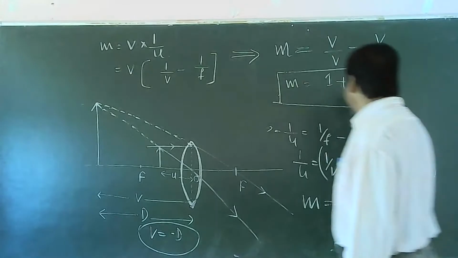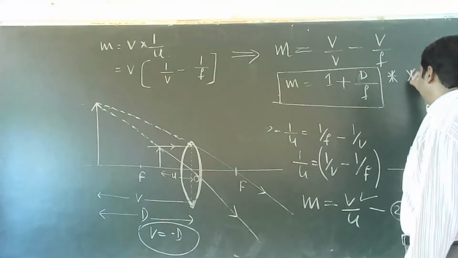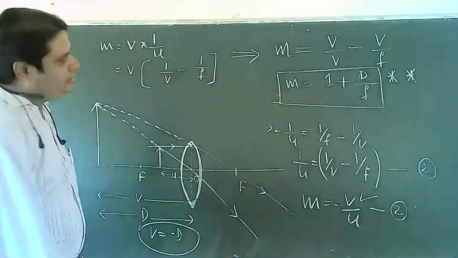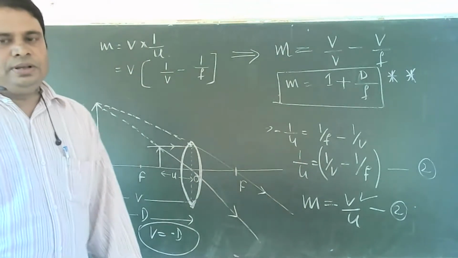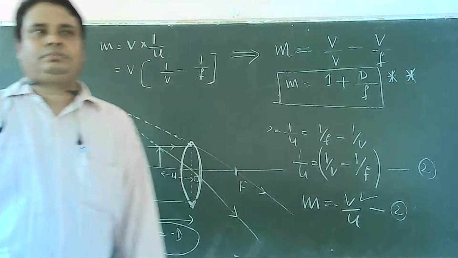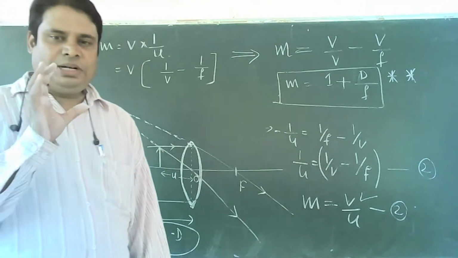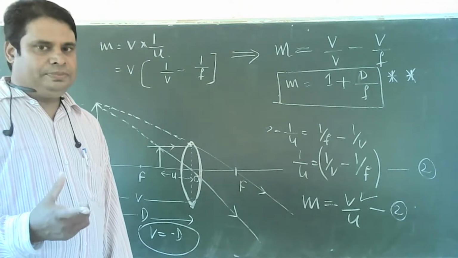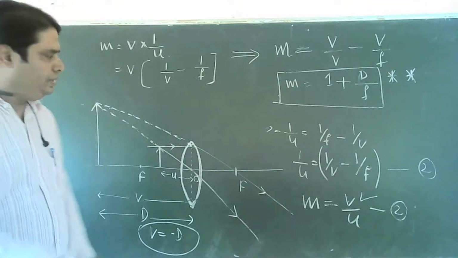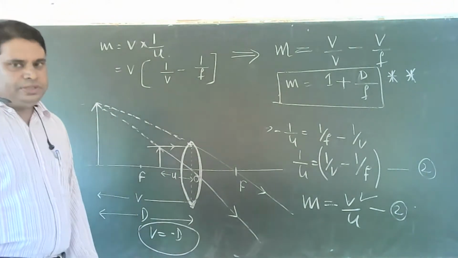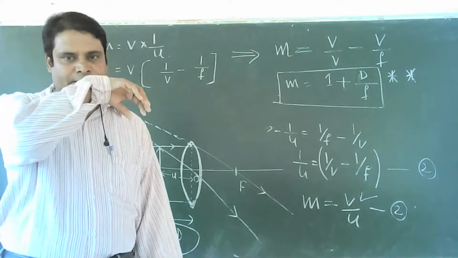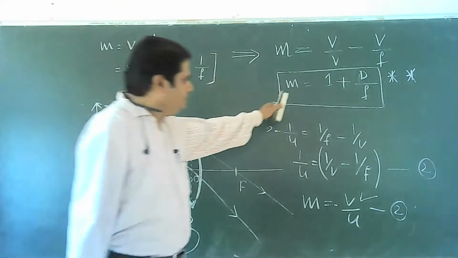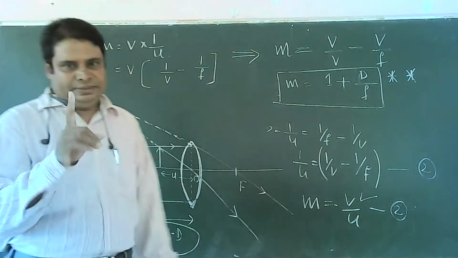This is an important expression. See, this is an important expression. M is equal to 1 plus D by F. This is the expression for magnification produced when the object is placed at a near distance, or it is the expression for magnification for an object in case of least distance of distinct vision. Please remember, this may appear for 1 mark.